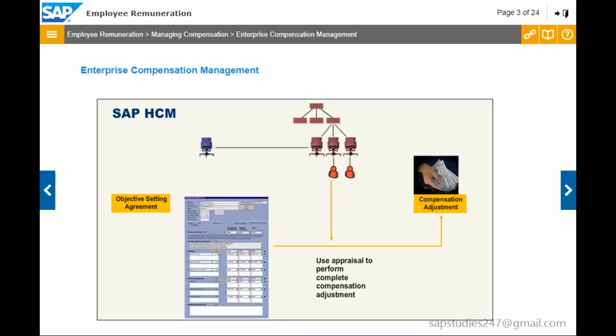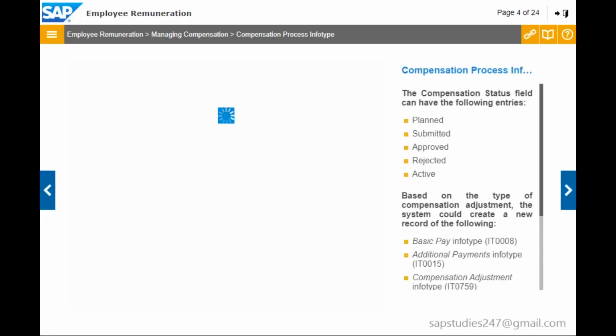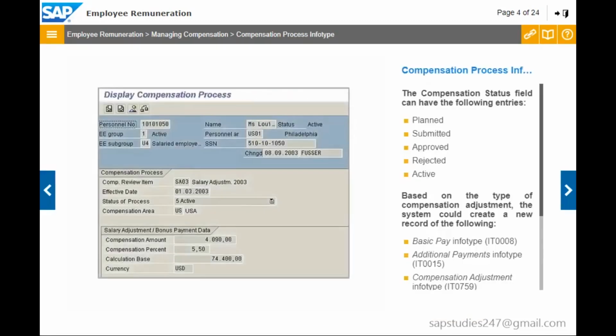Goals can be cascaded by the talent development specialist role. ECM includes the following areas: job pricing, budgeting, compensation administration, long-term incentives or LTI. An employee's compensation process is stored and administered on the Compensation Process Info Type 0759. You can define an employee's compensation plan and review it using Compensation Review Item, which is a subtype of the Compensation Process Info Type.